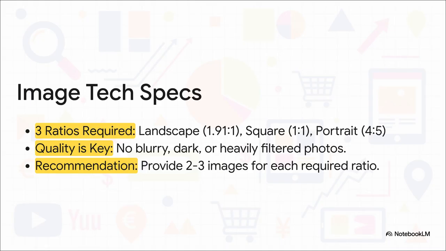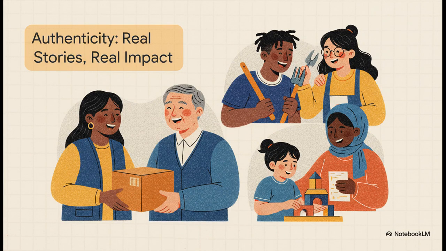You have to provide images in 3 different ratios to make sure your ad looks good everywhere it might show up. That's landscape, square, and portrait. Quality is absolutely non-negotiable. No blurry photos, no dark photos. Your goal should be to provide at least 2 or 3 great options for each and every ratio. So what actually makes a great image?